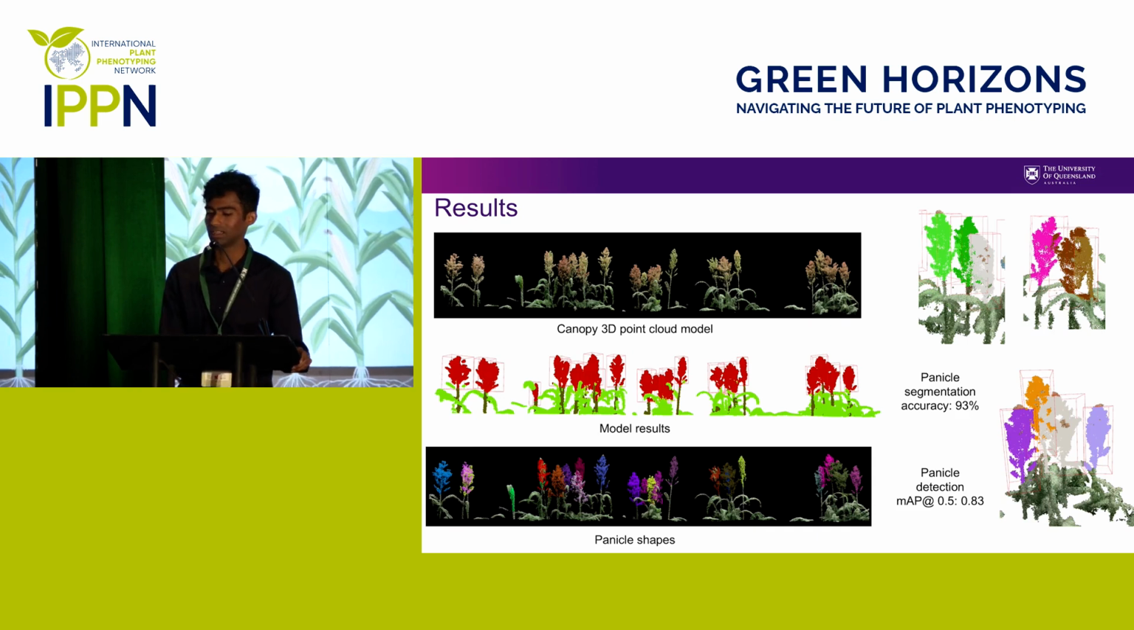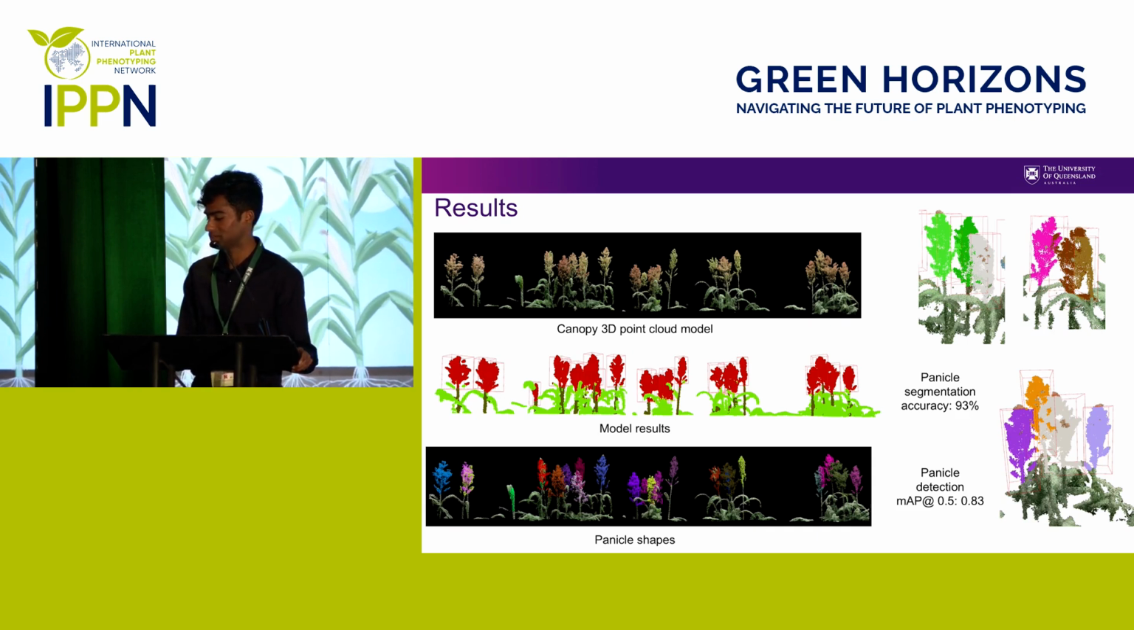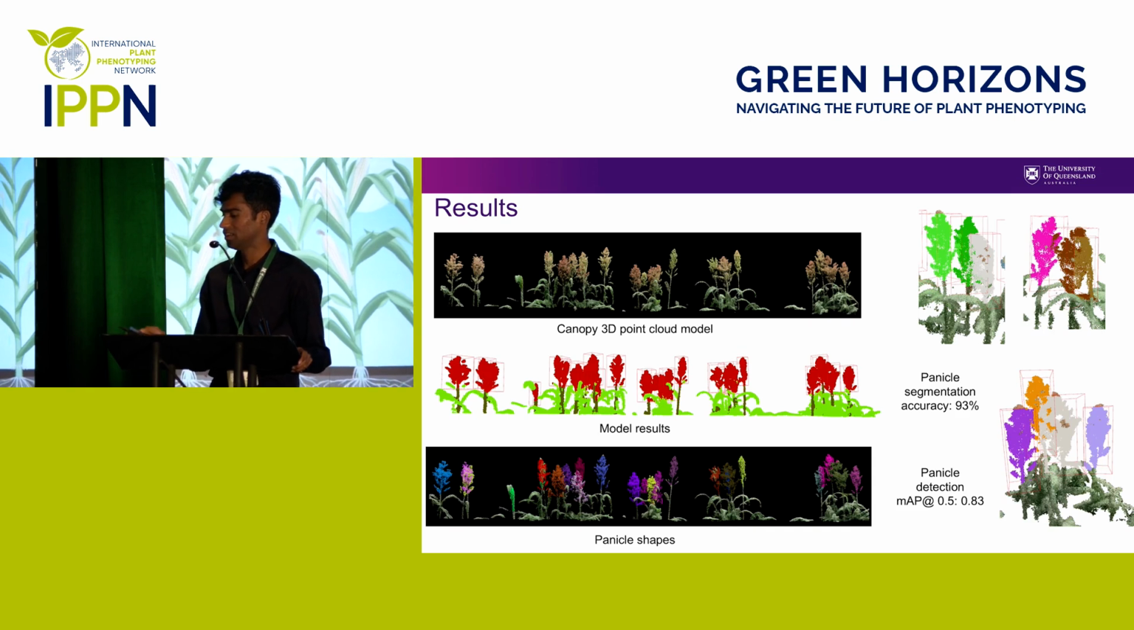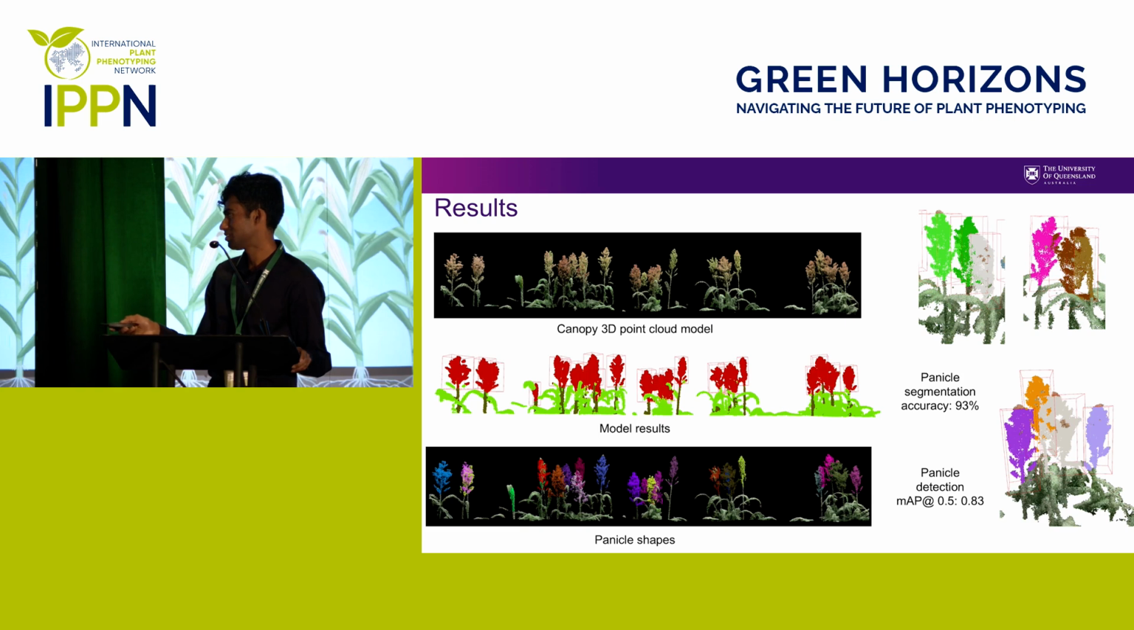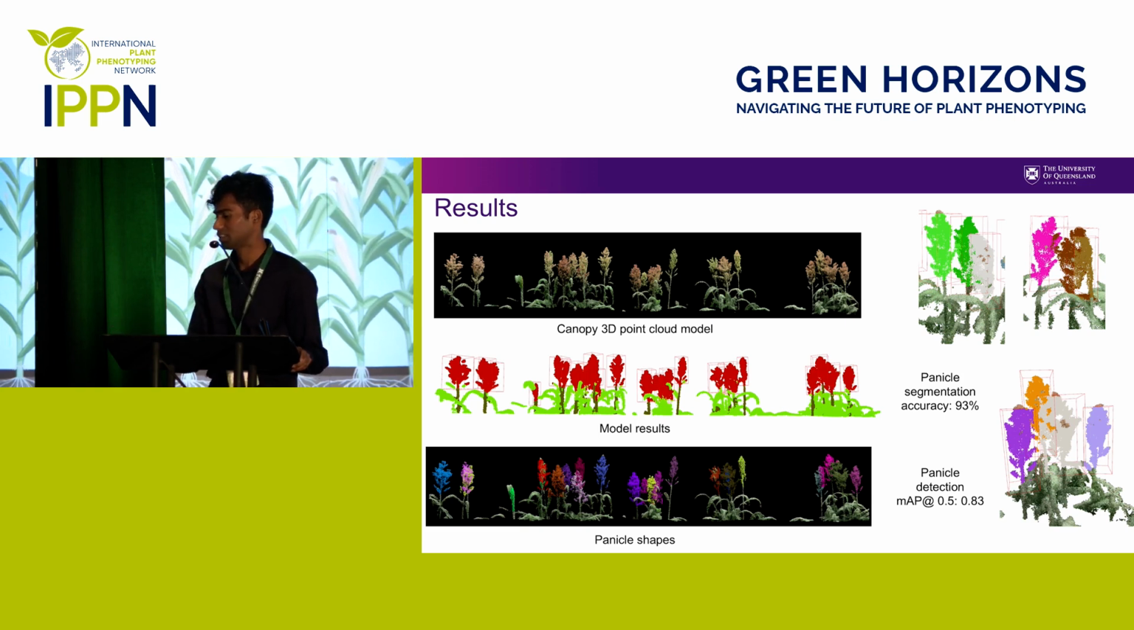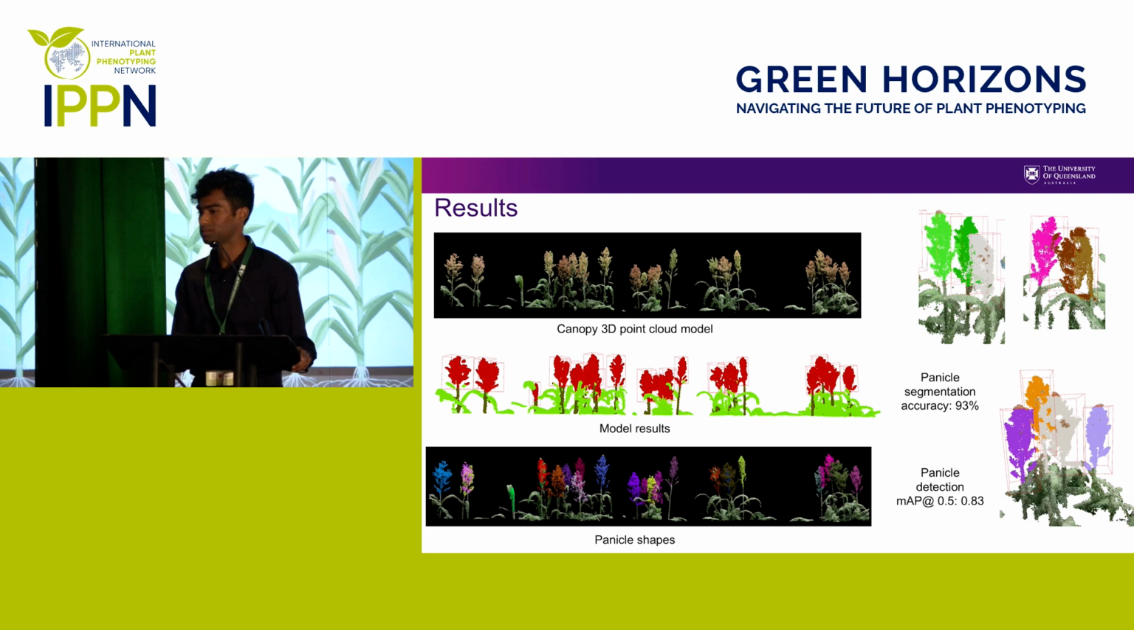So these are the initial results from our models. At the top, you can see a raw point cloud model of the canopy. The middle of the slide shows you the segmentation and the detection results for the same point cloud model. And at the bottom, you can see the extracted masks for each individual panicle.